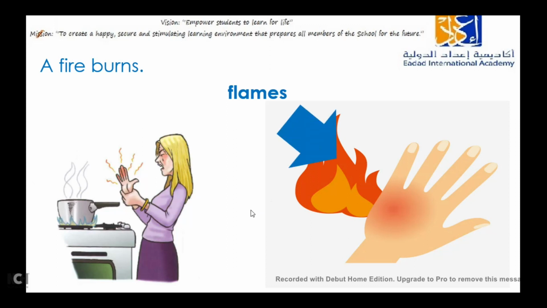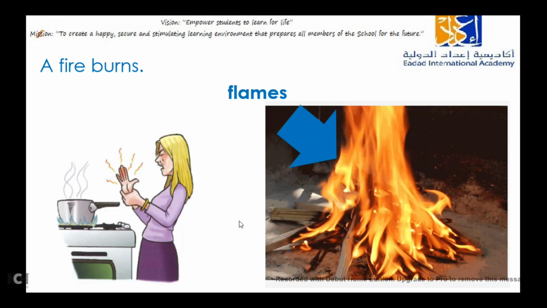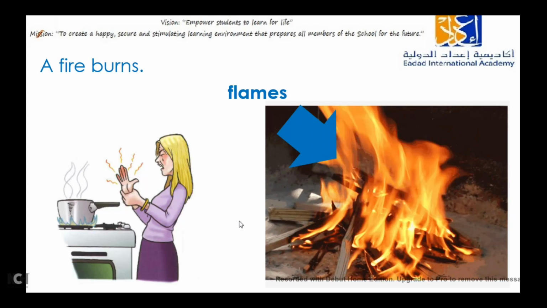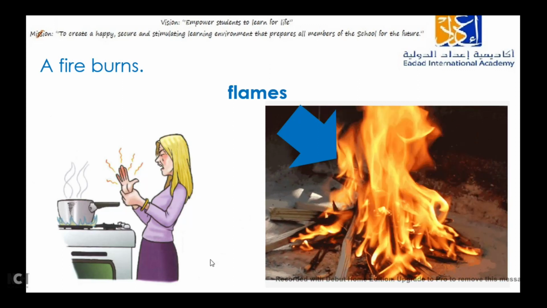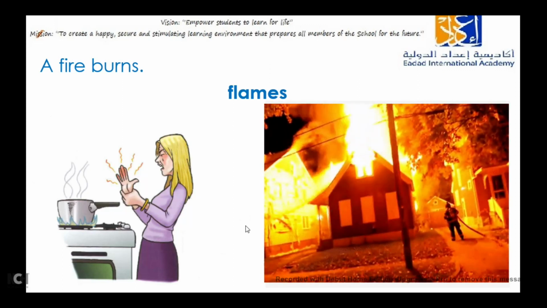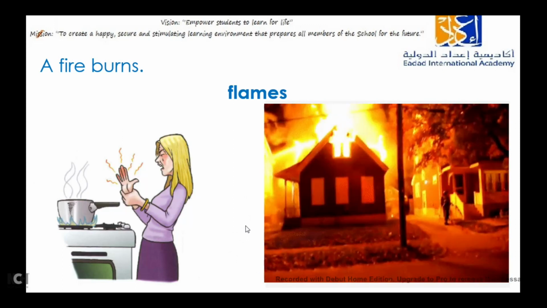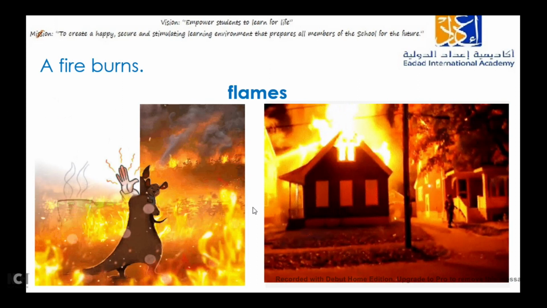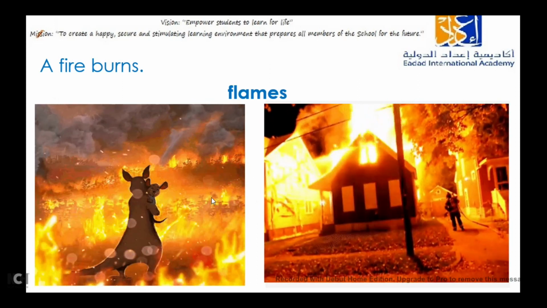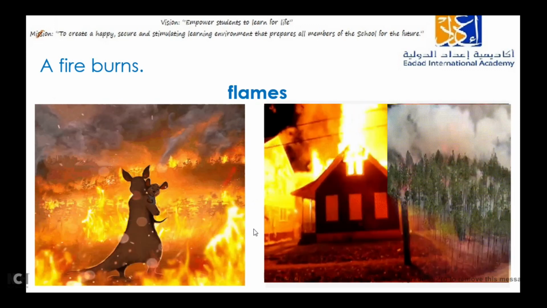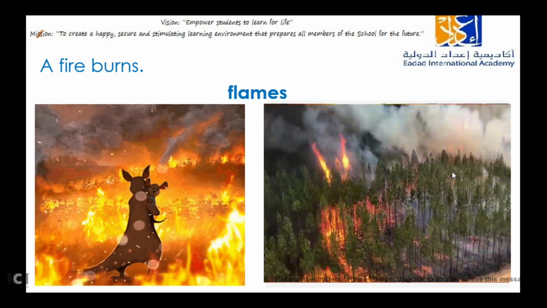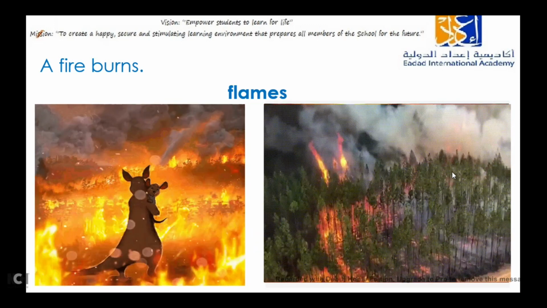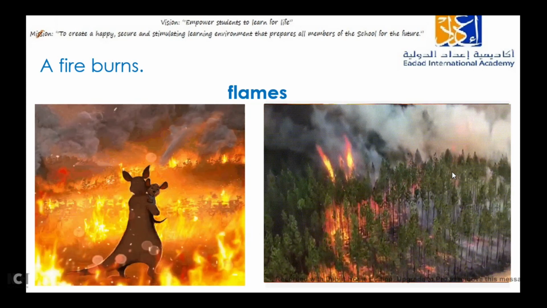Not just you, the flames. You know this part of the fire? Those are the flames. The flames will catch on every material that is near it, and then it may burn down your house, and even worse, it can burn down forests. Not just one forest, it can burn down a very large area, an entire forest, just like what happened to Australia a few months ago.